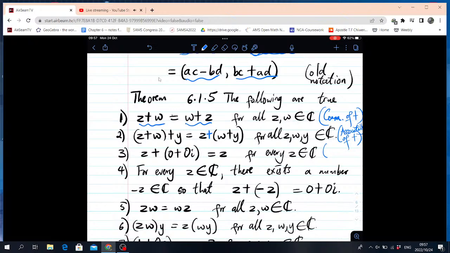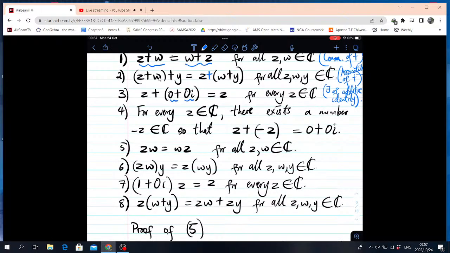And the additive identity is 0 plus 0i. In the textbook, it's written as an ordered pair (0, 0), but we have changed notation. So we've got 0 plus 0i. And that is the existence of additive identity.